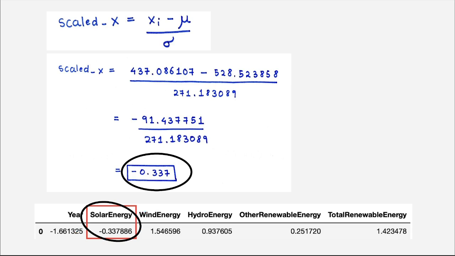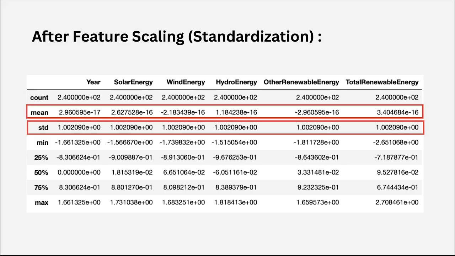After performing feature scaling, that is after performing standardization, you can see the mean of all the columns is 0. Now this is e raised to negative 70, so this is a very small value, like 0.000 something. So this is around 0, just tending to 0, which means the mean of all the columns is 0 now. And the standard deviation of all the columns is 1. So this is what the standardization technique does.